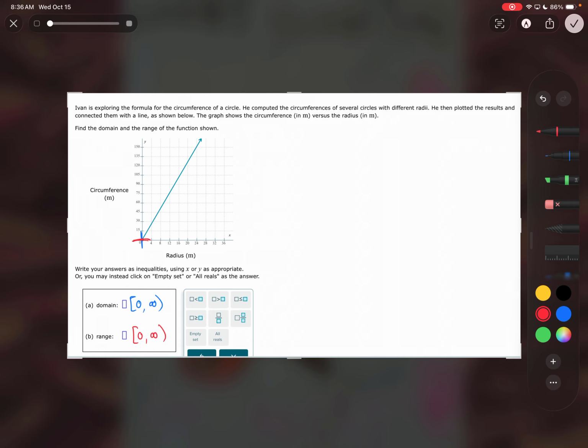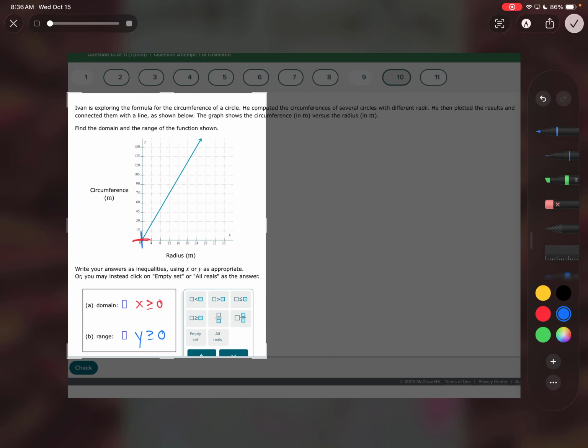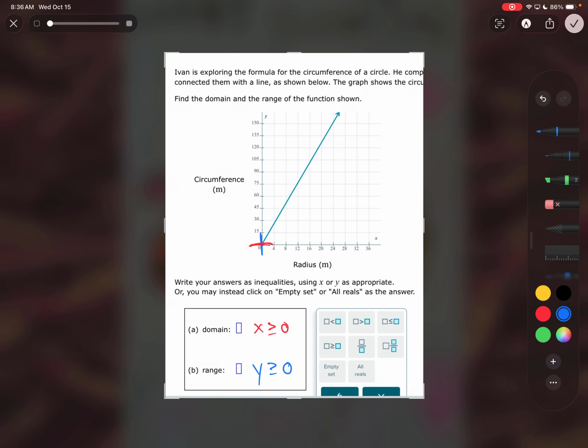Right, your answer is inequalities. Oh no, not interval notation. Should have read the question first. So x has to be greater than or equal to 0. And this one would have to be y is greater than or equal to 0. A lot of times when you do real life scenarios, this is the way those work out because you just want a number 0 or bigger.